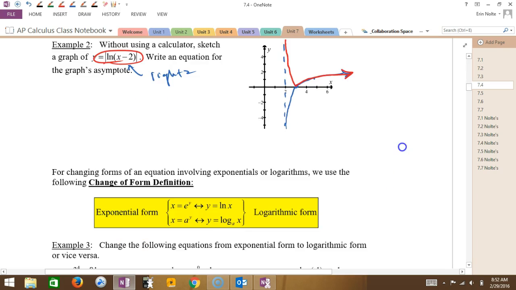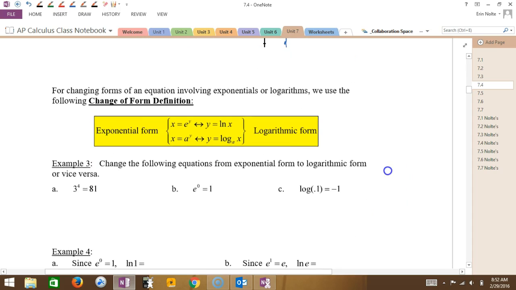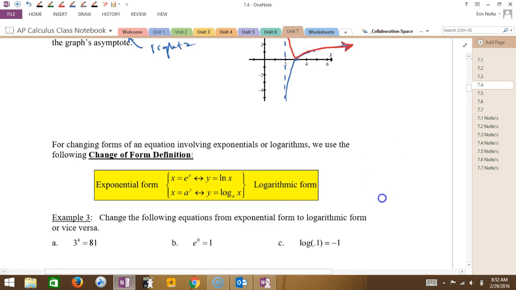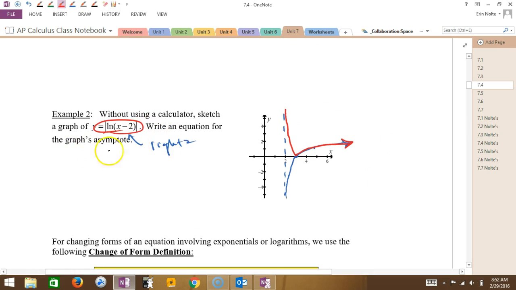Okay, so this right here, this exponential form to logarithmic form, what's that? Oh, sorry. Write the equation for the graph's asymptote. So what's the equation of the dotted blue line that I drew? x equals 2. There you go. Thank you for catching it.